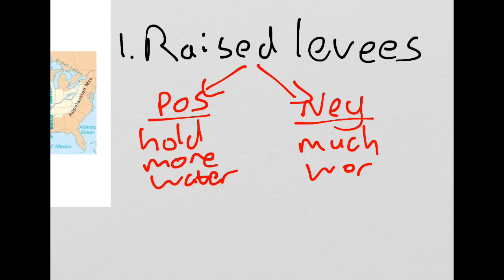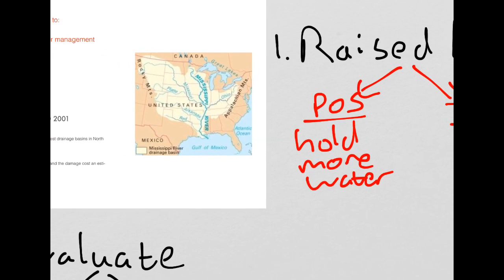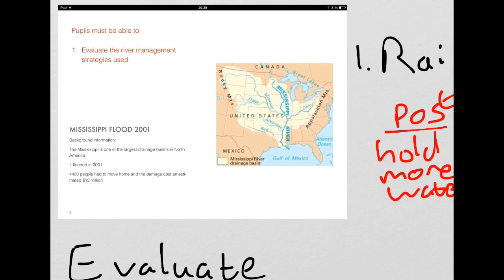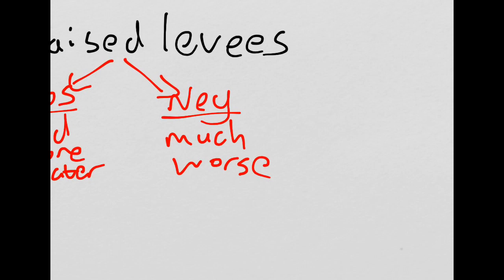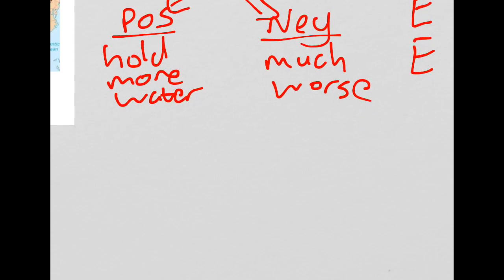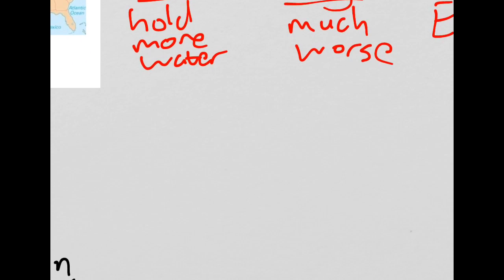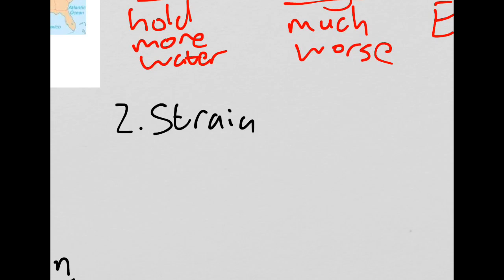Okay, so you can see clearly here that evaluate the river management strategies used. The first river management strategy was the raised levees, and then we've got positives and negatives. That's written in a point, explain, expand format in your ebook, so it's easy for you to just learn that straight away. The second strategy that was used was the straightening of the river channel.